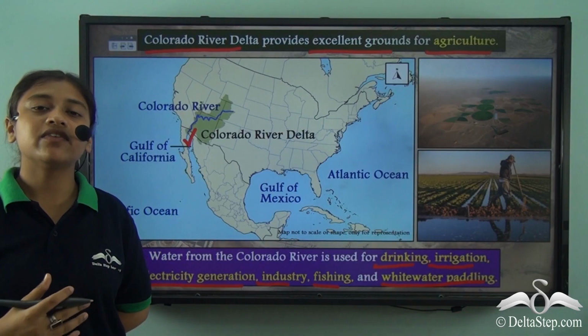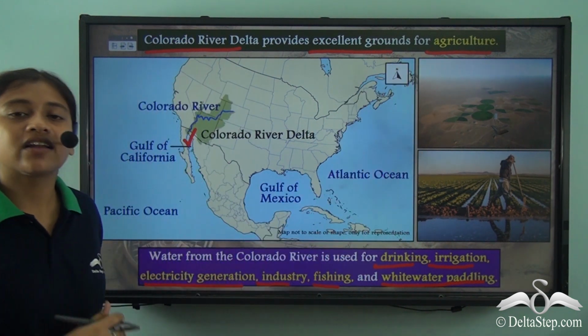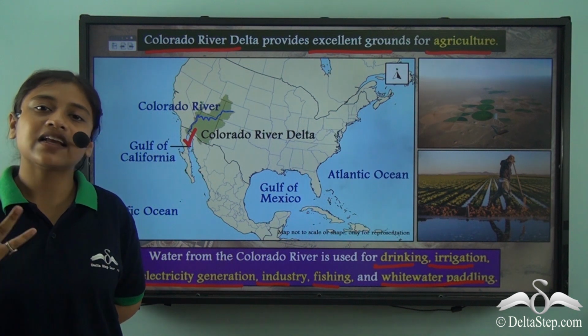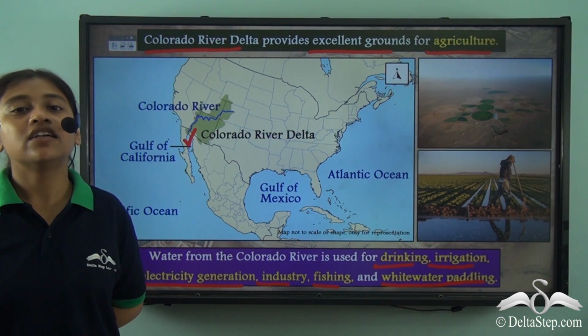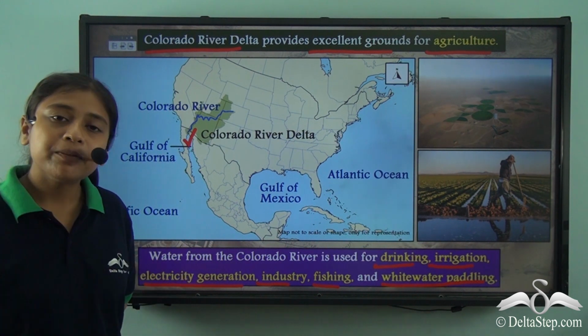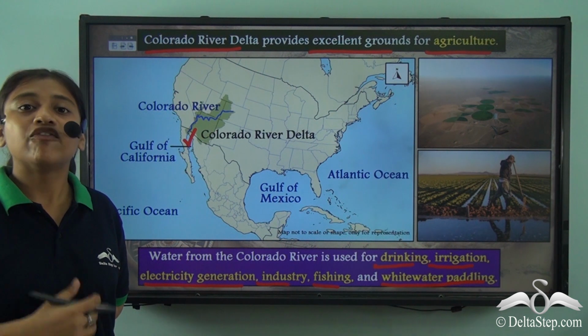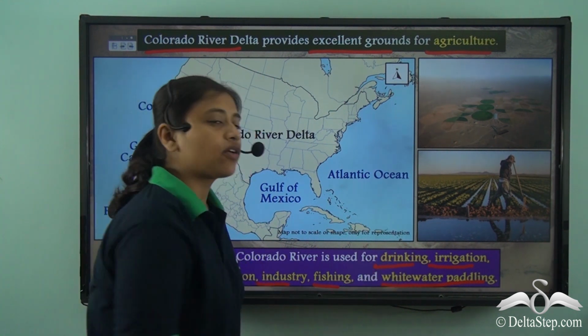So you see that the river does not only benefit the agricultural industry and does not only provide rich fertile grounds for agriculture and cultivation, but the water from this river is also used for electricity generation, for other purposes in various industries, for fishing and also for adventures like whitewater paddling.